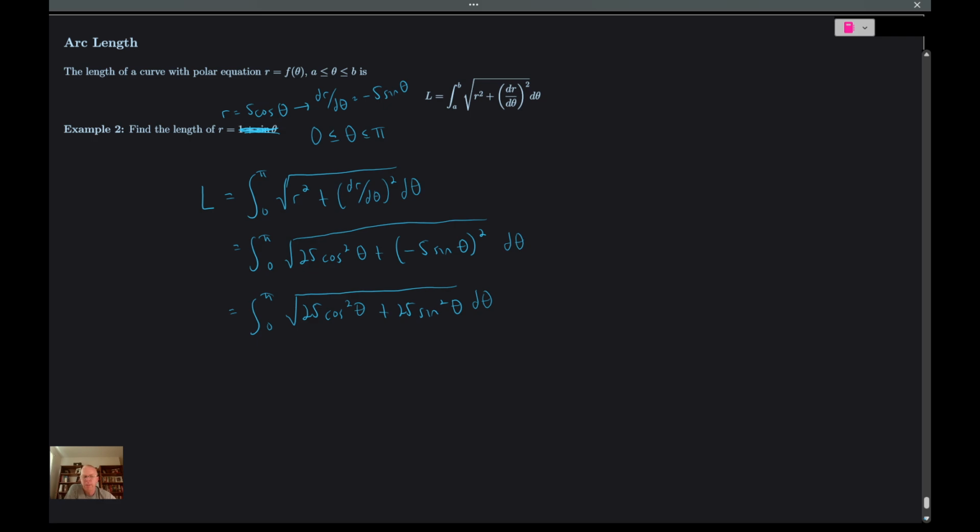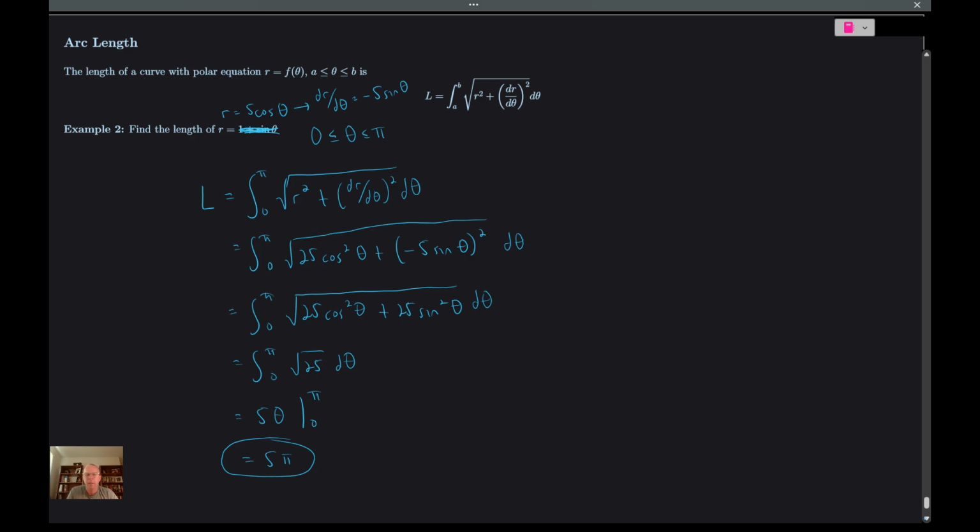So we can factor out the 25. We have cosine squared plus sine squared. So this gives us the integral of square root 25 d theta. This, of course, is 5. So that integral will be 5 theta evaluated from 0 to pi, which is just going to be 5 pi. So very straightforward. Just learn a couple of formulas and no big deal on this section, I don't think.